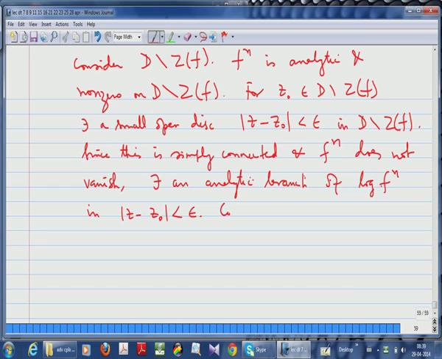Consider the analytic function. So, let me call this analytic branch as g, okay. Consider the analytic function e power 1 by n g, which is actually, see, g is a log of f power n, and you know this must be f, alright. You should expect this to be equal to f.